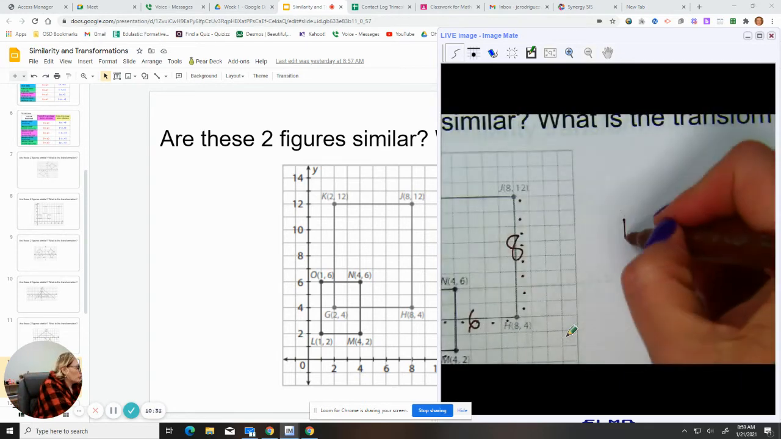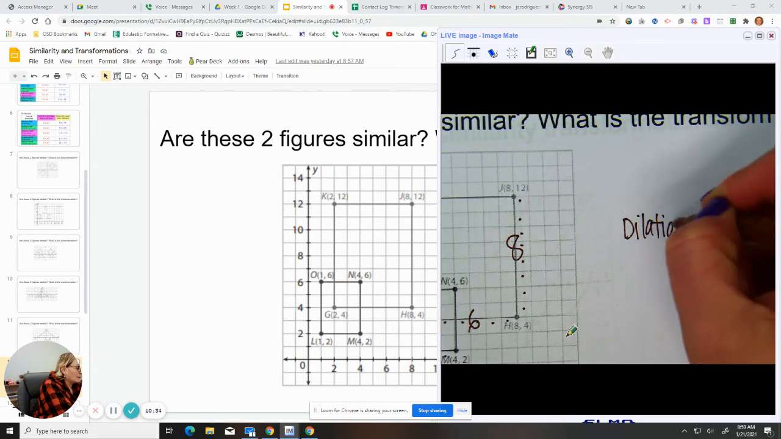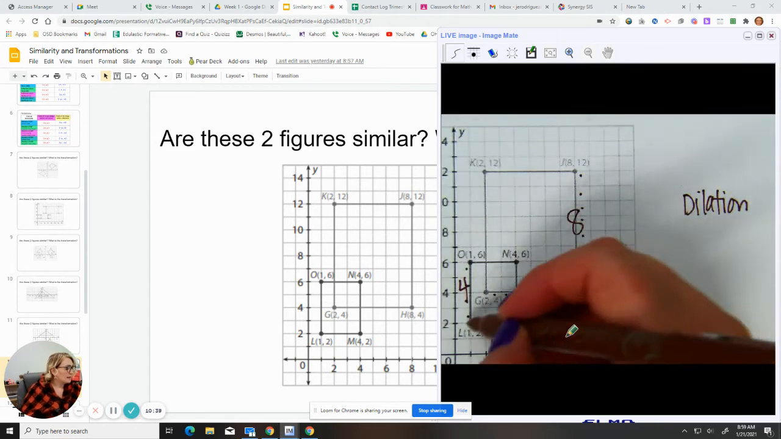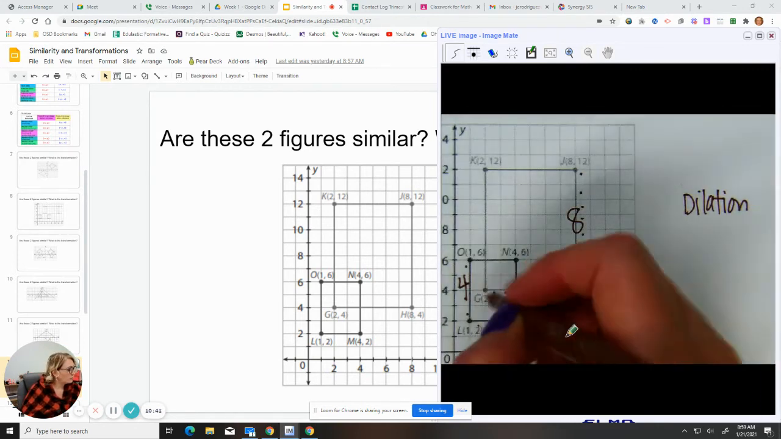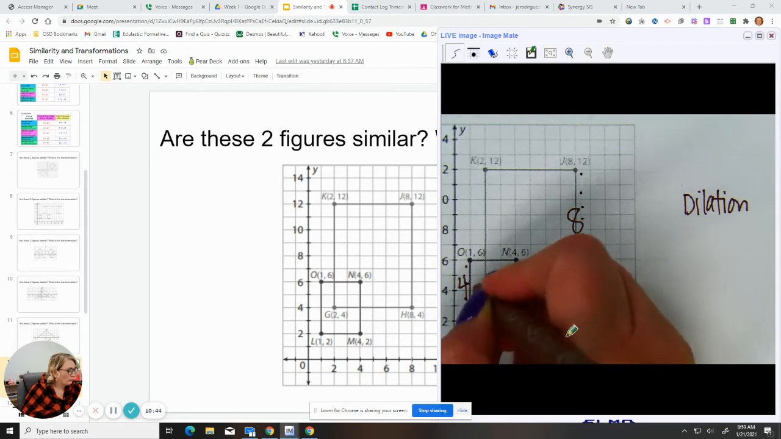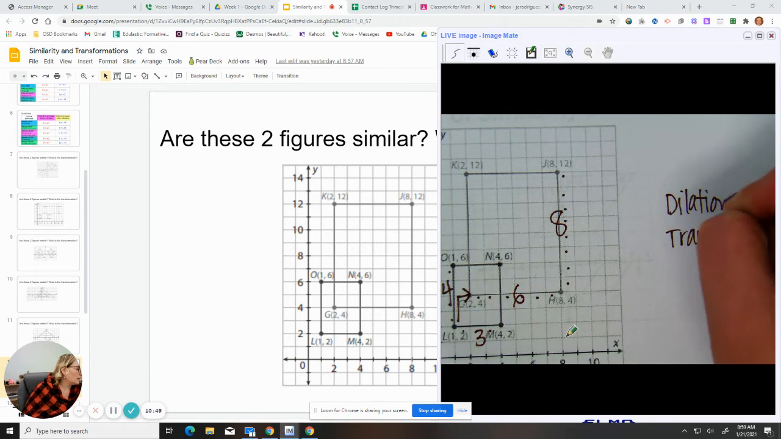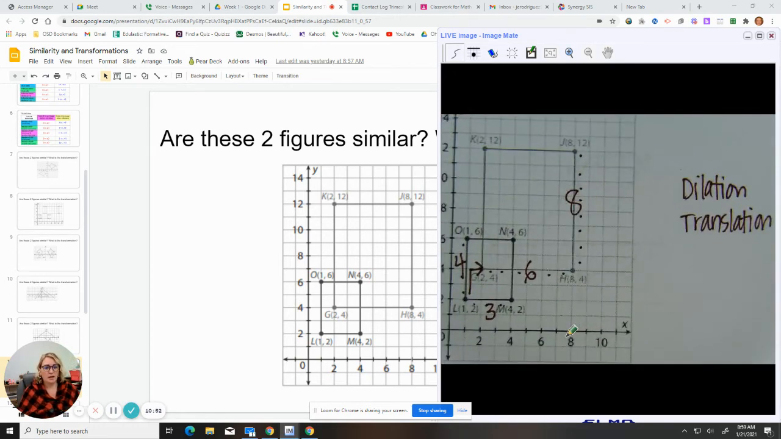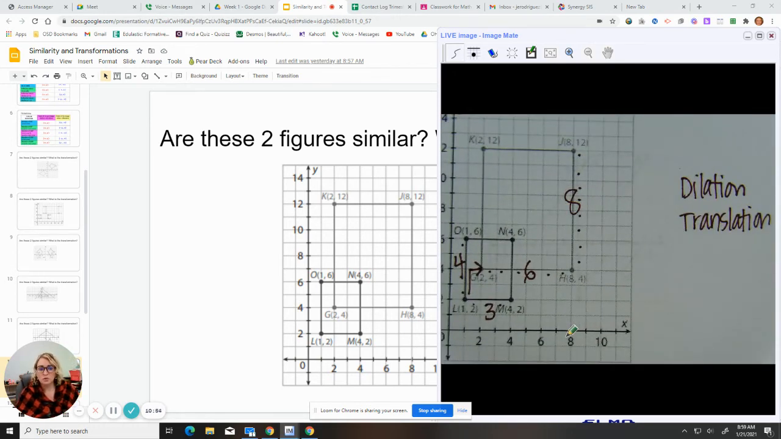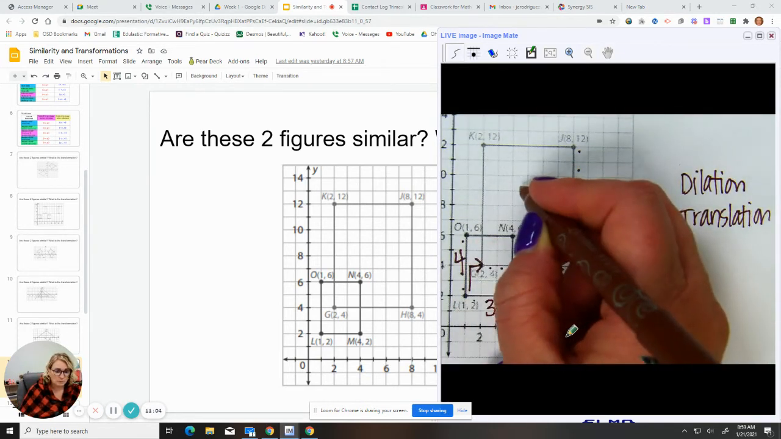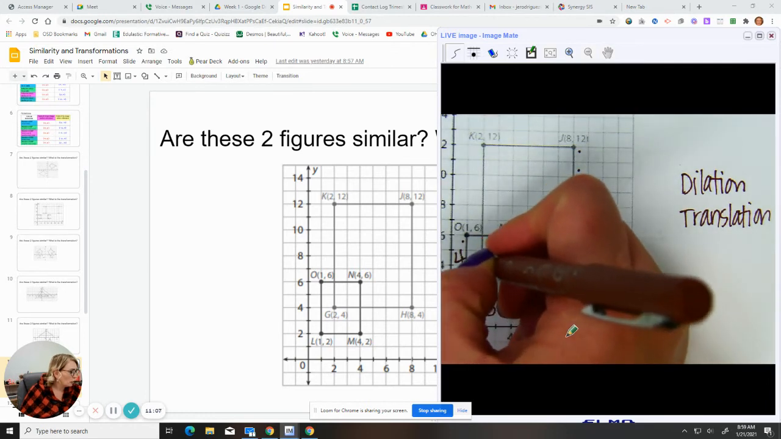We know for sure that there was a dilation that happened here, right? And we notice that it moved. Notice that it moved up and over to get there. So there's also a translation that happened. Okay. We don't know enough information to know which one came first, whether it translated and then dilated, or if it dilated and then translated. Doesn't matter. We just know that we got bigger and we also moved up and over.